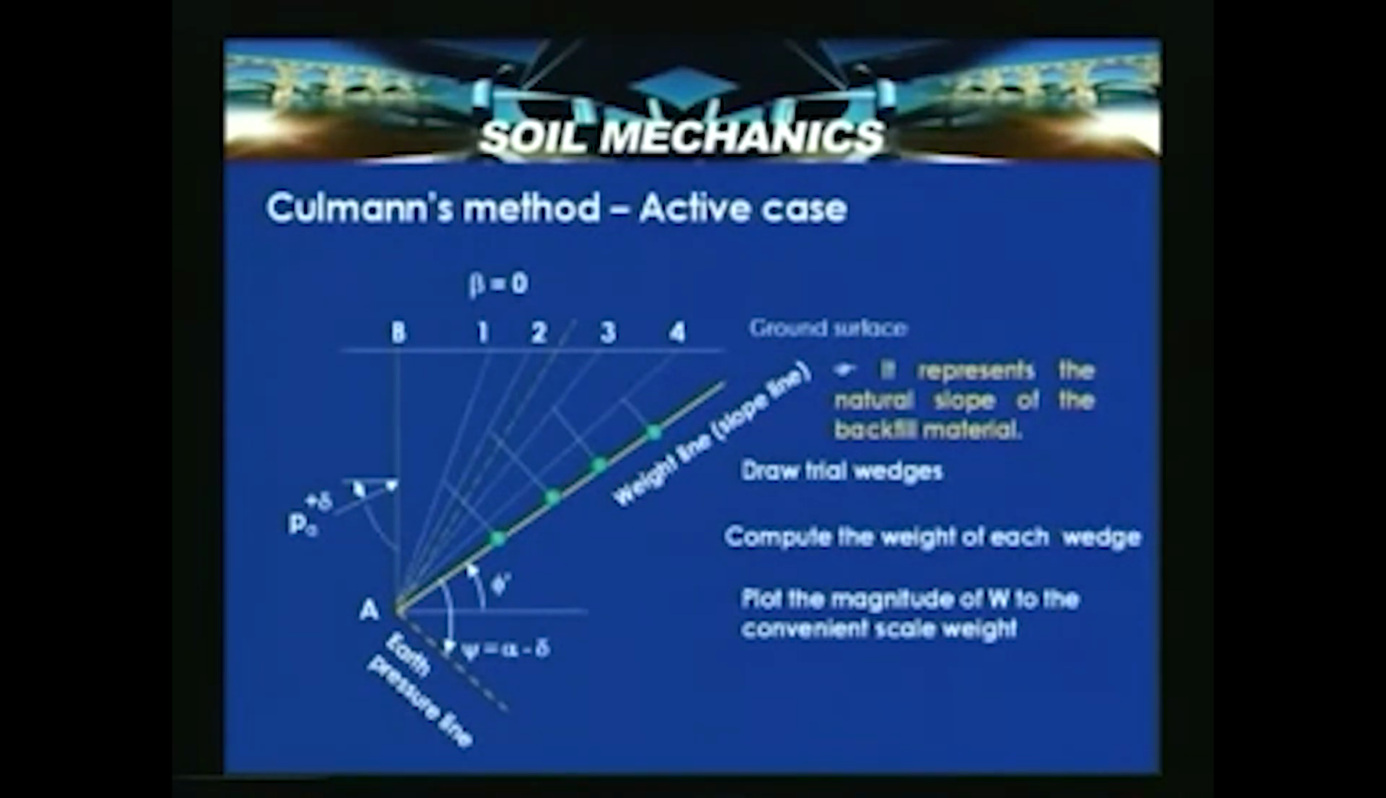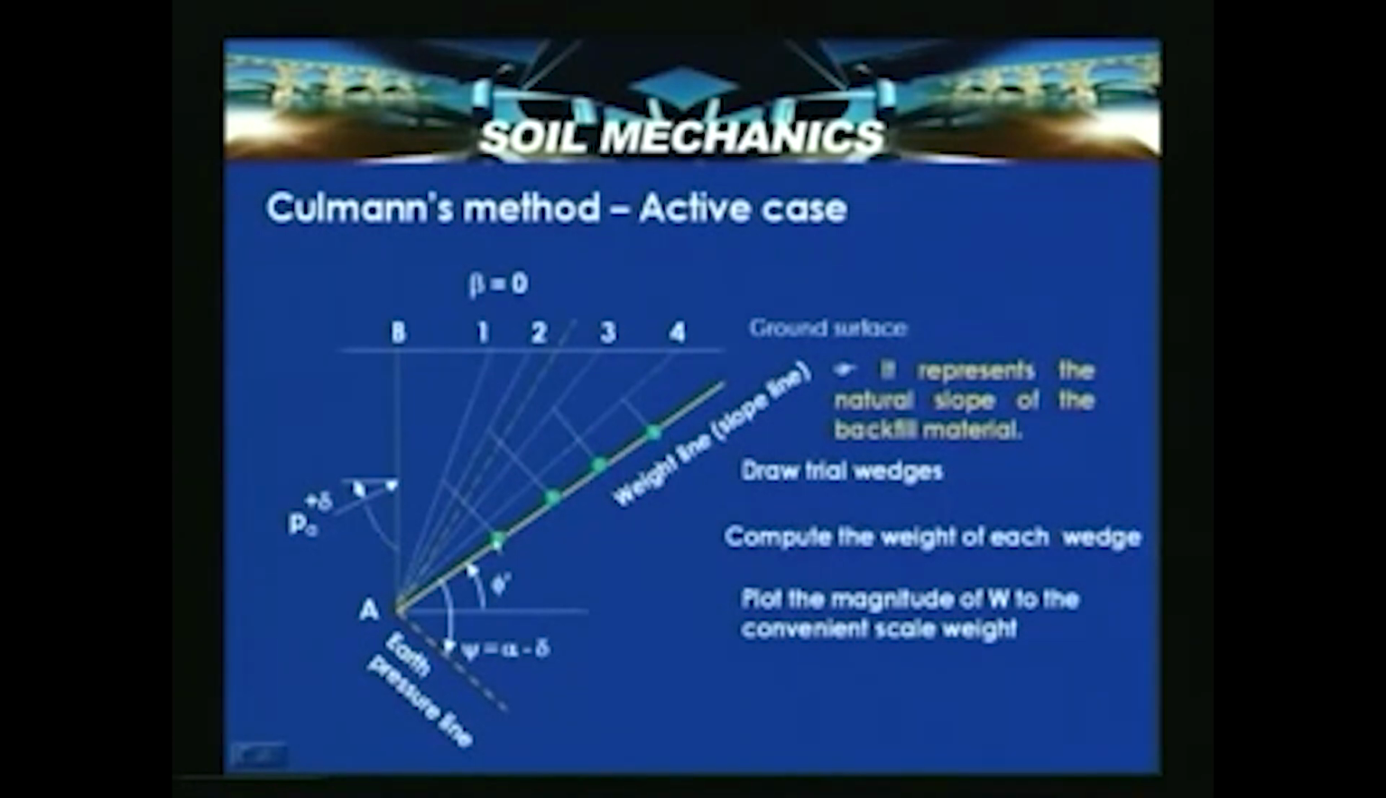If you have a surface which changes elevation, we need to take the wedge passing through that particular point. After having obtained this, this line is nothing but the weight of AB1 represented to a scale on this line, and the distance between these two points is the weight of the wedge AB2, and the distance between these two points is the weight of wedge AB3. Similarly, this point is the weight of the wedge AB4.